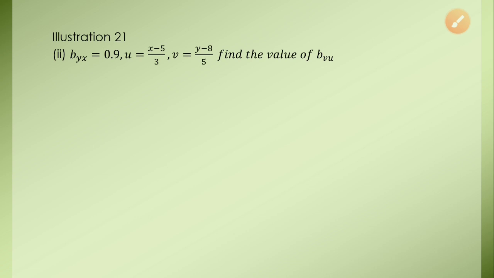Okay, we have so many sums, let's do it. Now Byx is 0.9, U is equal to (x minus 5) by 3, V is equal to (y minus 8) by 5, and you have to find the value of Bvu.